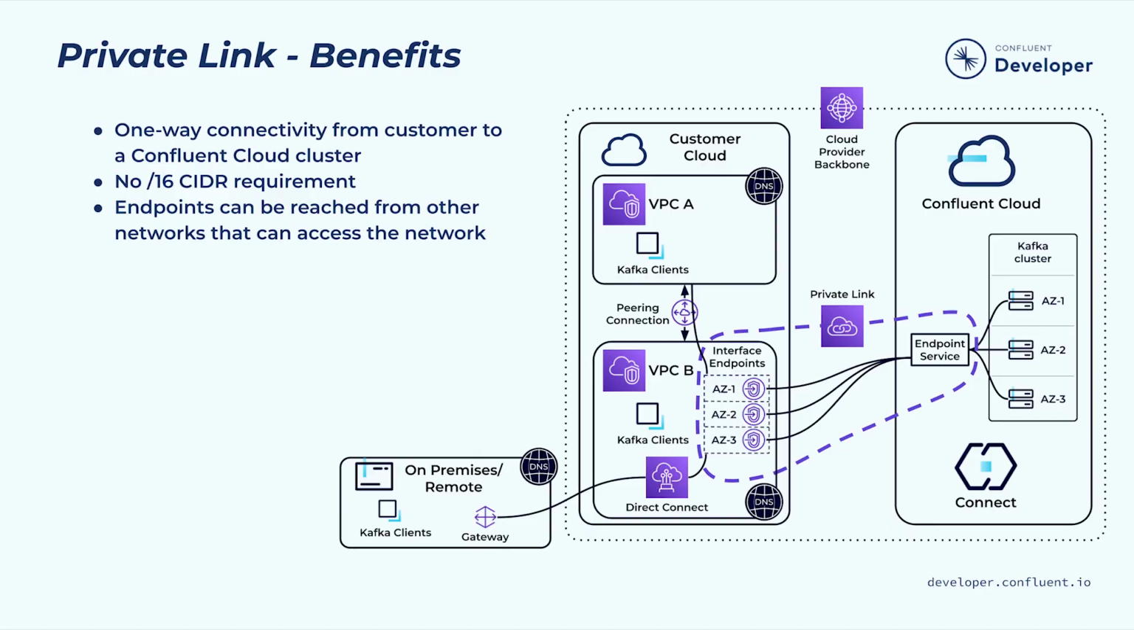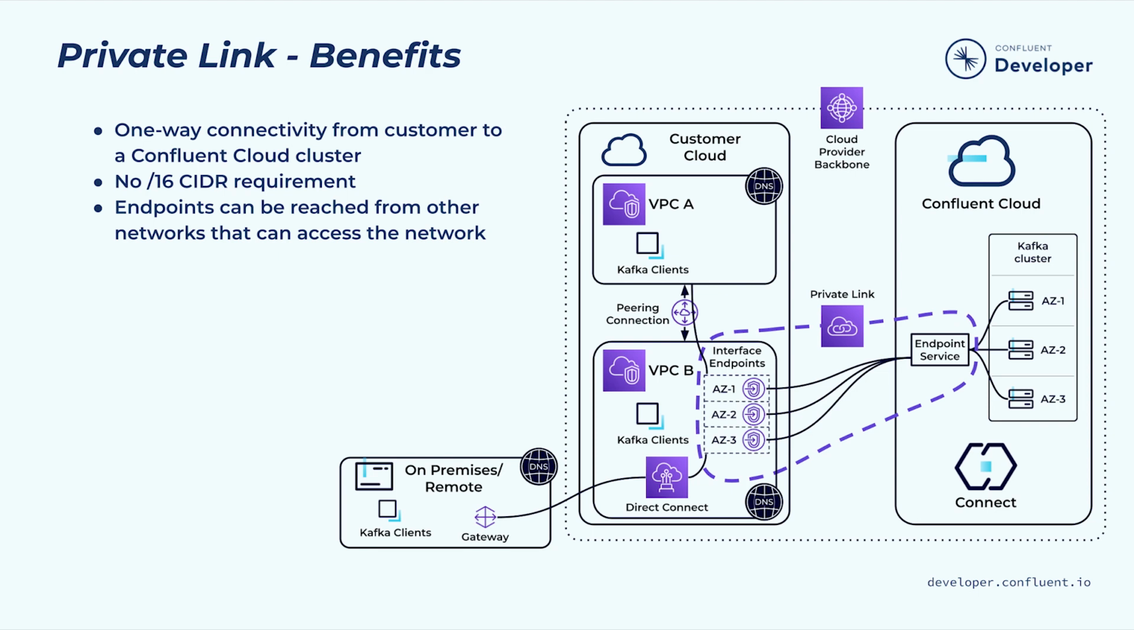If you're able to set up the DNS configurations that are required for Private Link, there are a number of benefits to the Private Link architecture. One significant characteristic of Private Link is that it's unidirectional. You can access the Confluent cluster over the Private Link, but Confluent has no access to your environment. This helps improve your security posture.